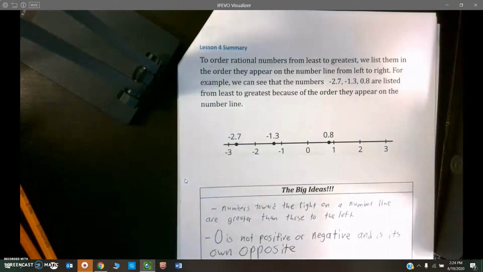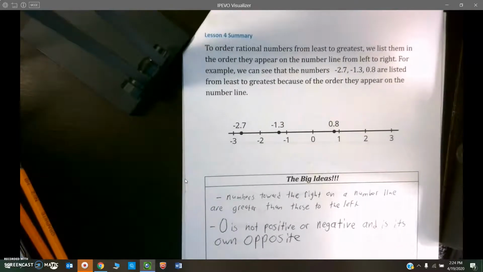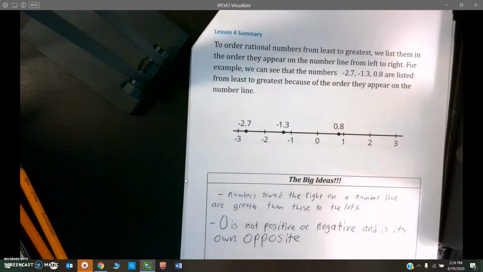And so finally, for our big ideas, really simple one here. To order rational numbers from least to greatest, we list them in the order they appear on the number line from left to right. For example, we can see that the numbers -2 and 7/10, -1 and 3/10, and 8/10 are listed from least to greatest because of the order they appear on the number line. Once again, from left to right.